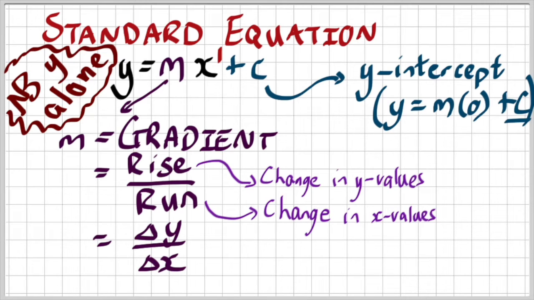Very important things that you've got to get, because if you don't have this, then this method, the gradient intercept method, listen to the words, gradient intercept, needs the m value and needs the intercept. So I need to get y alone.